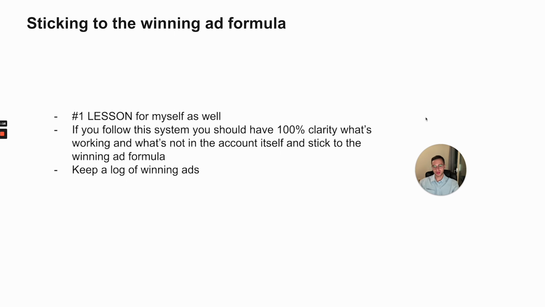So if you follow the system that I just showed you, you should have 100% clarity on what's working and what's not in the account itself, and stick to the winning ad formula. This is how we scale without running into rising CPA issues or a drop in performance, at least not at the same level. Obviously, there's no magic pill. We're going to have drop-offs and stuff, but much more consistent results at scale.